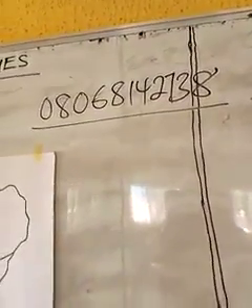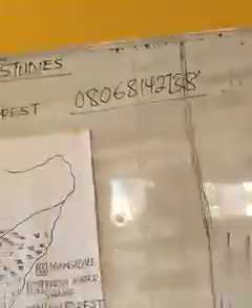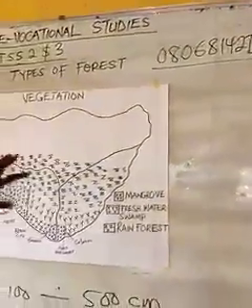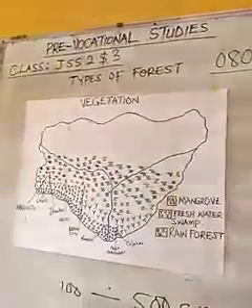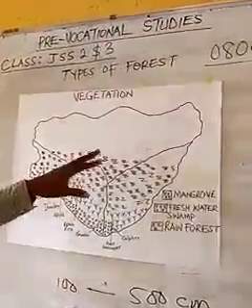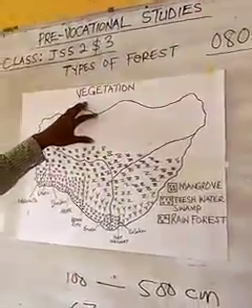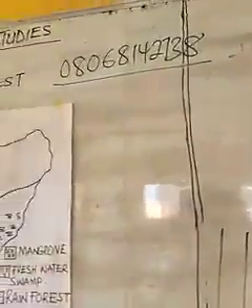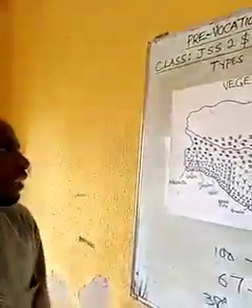If there's any complaint, you are expected to draw this map at home, a map of Nigeria that shows vegetation distribution in Nigeria. So that is your assignment. Make sure you draw it.